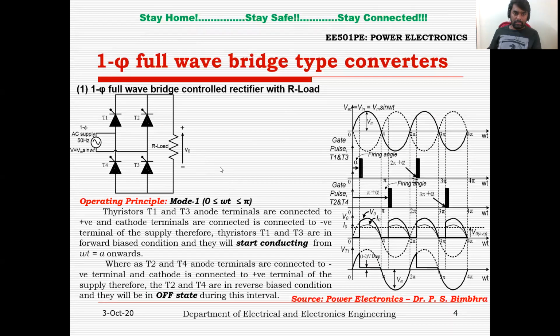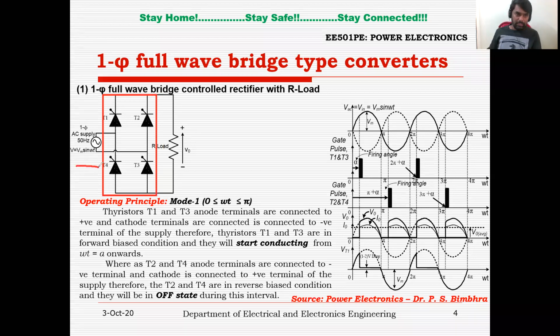You can see this circuit configuration with R load, which consists of 4 thyristors. This will form a bridge. This is called a power electronic converter, which will convert the AC input to a variable DC across the load. Now we'll see how we are going to achieve this variable DC out of fixed AC.